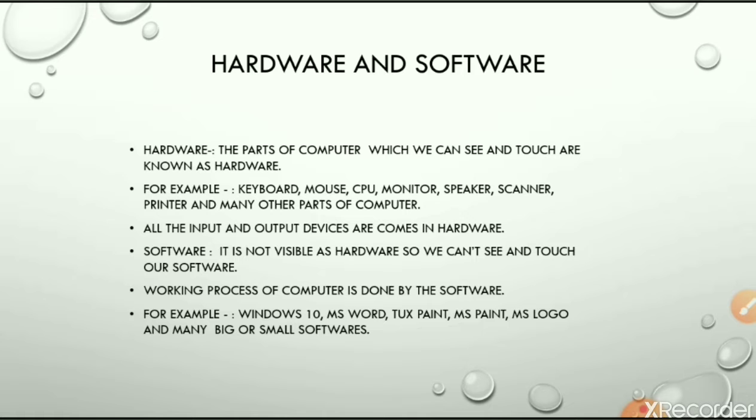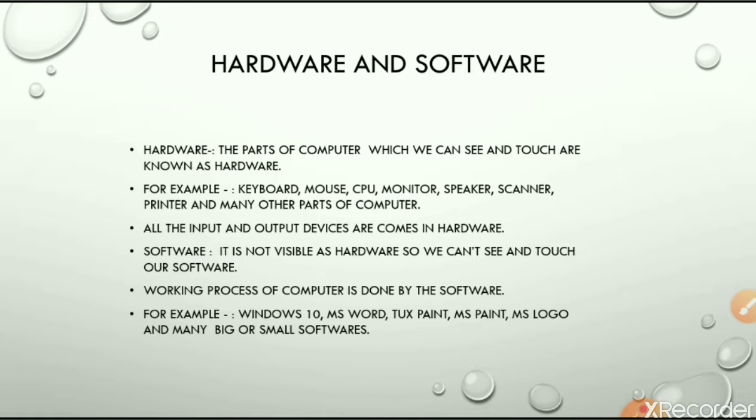Now what is software? Software is not visible like hardware. So we cannot see and touch our software. Overall working process of computer is done by the software. Many software and apps are used in computer. Apps are also a type of software that is called application software.